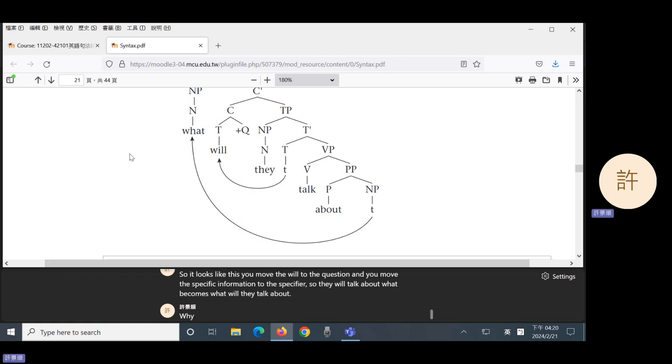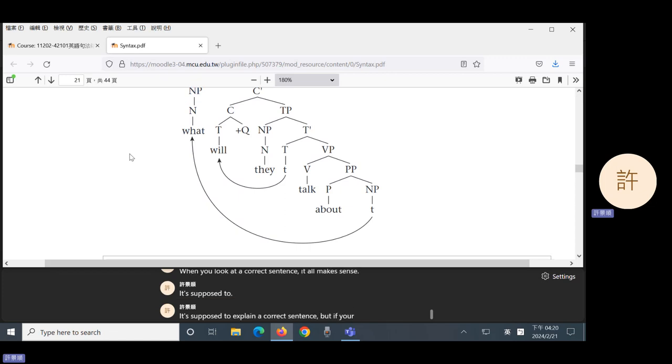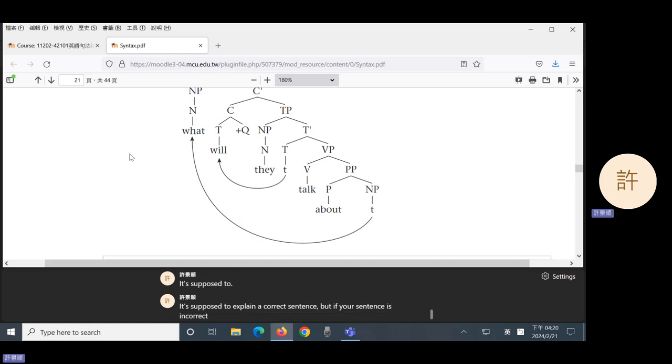Why am I talking about all of this stuff? When you look at a correct sentence, it all makes sense. It's supposed to explain a correct sentence. But if your sentence is incorrect, and you try to move these things around, you won't know where to put them because the structure of your sentence does not leave enough space for you to move things.